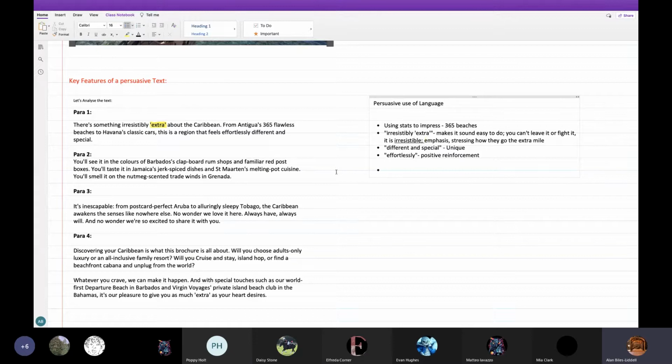Matteo, what technique do you see being used in that second paragraph? There's 3 sentences. And what do you notice happens in all three sentences?